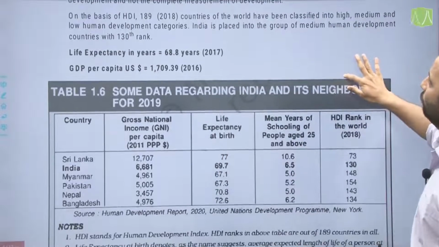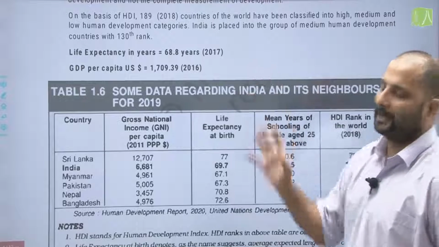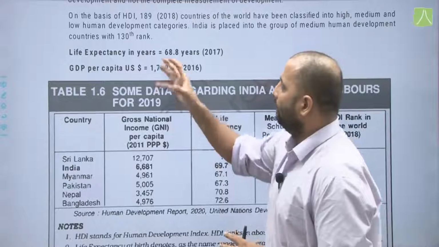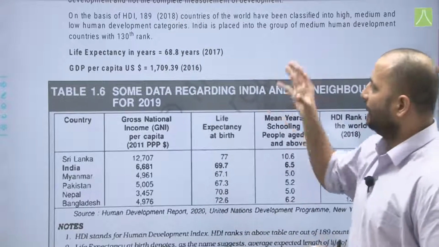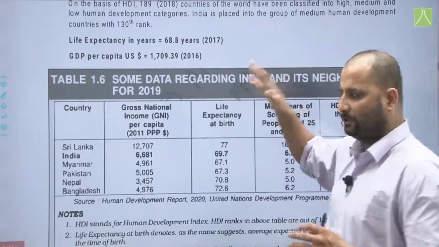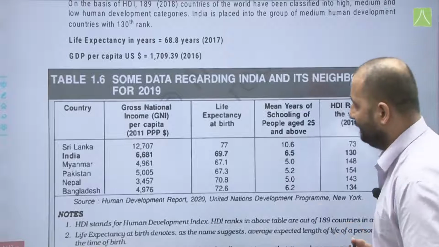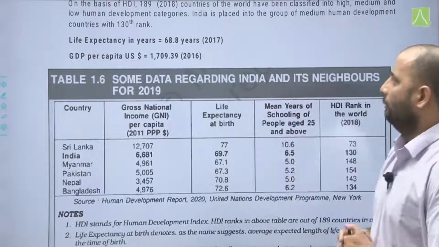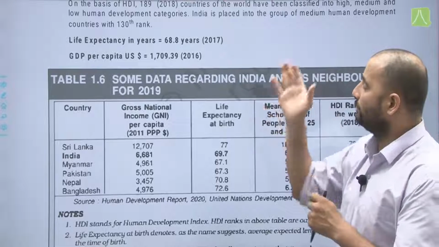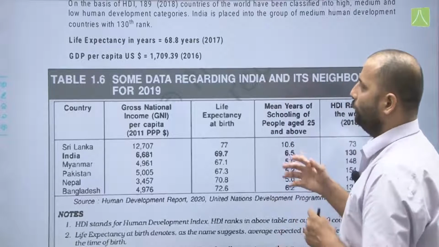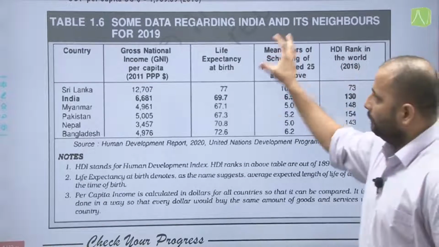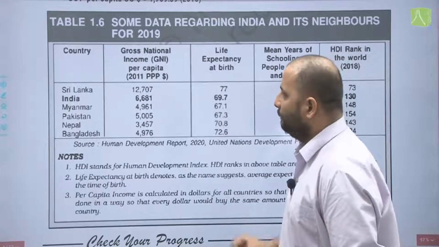India is placed into the group of medium human development with a rank of 130th out of 189. Life expectancy is 68.8 years according to 2017 data, and GDP per capita in US dollars is 1,709.39 according to 2016 data. Now, again, this is some data regarding 2019.